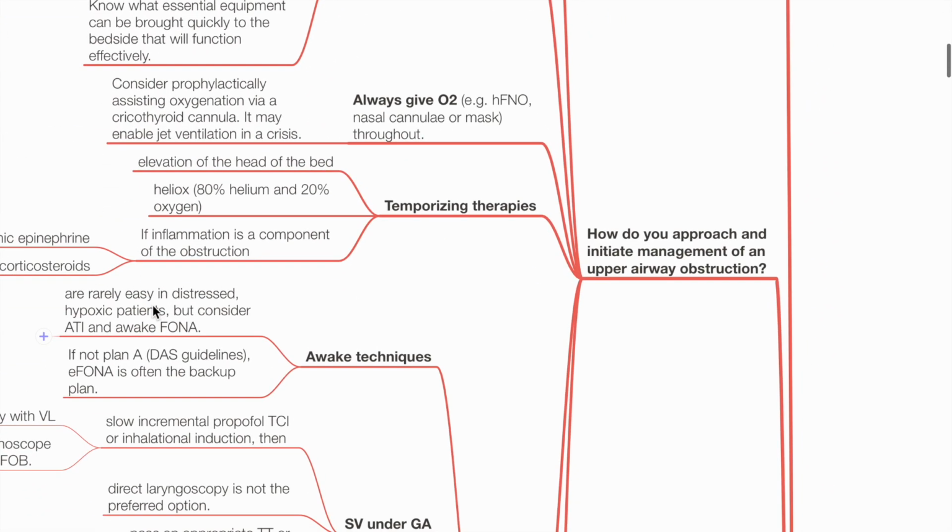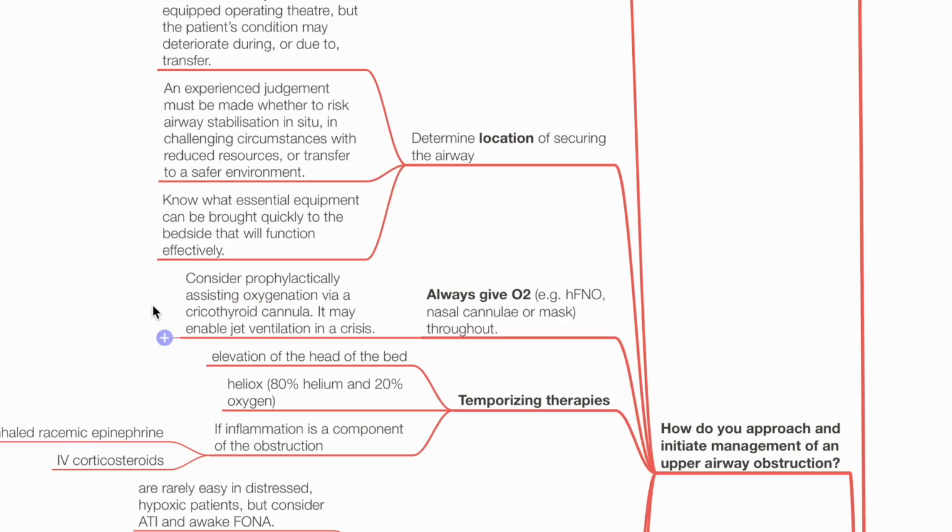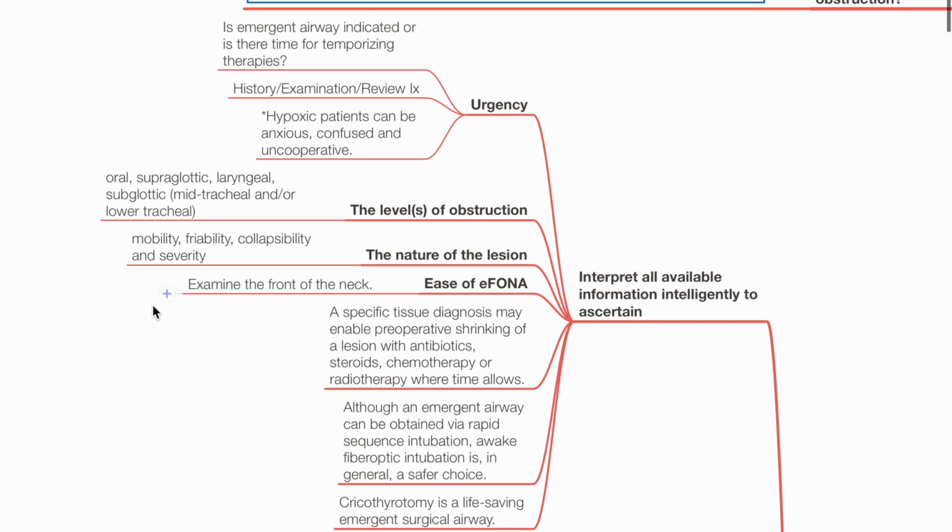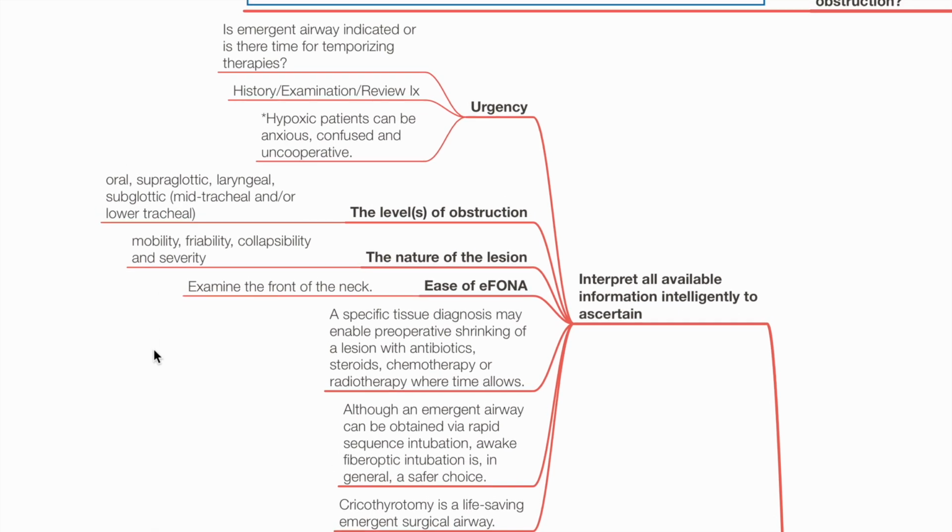How do you approach and initiate management of an upper airway obstruction? First, interpret all available information to ascertain urgency. Is emergent airway indicated, or is there time for temporizing therapies? Hypoxic patients can be anxious, confused, and uncooperative. Assess the level of obstruction, the nature of the lesion, and ease of emergency front of neck access.